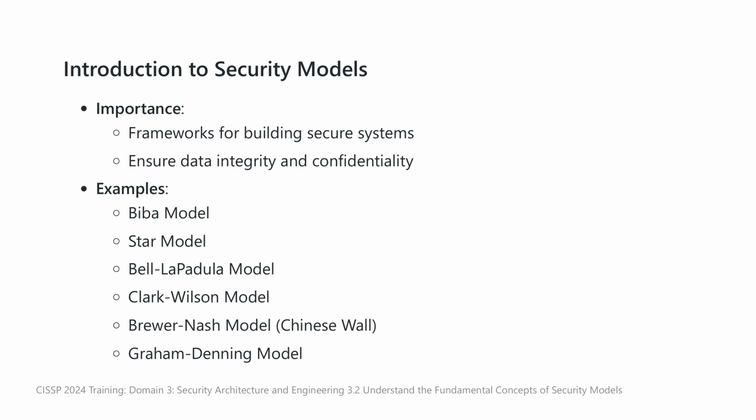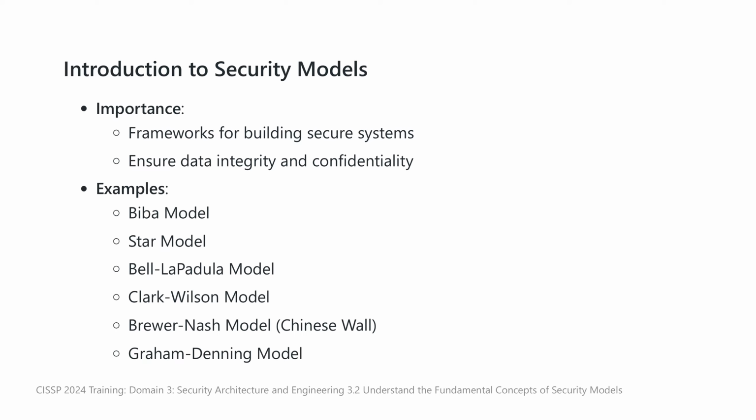BIBA model focuses on maintaining data integrity by preventing data corruption. STAR model enhances both integrity and confidentiality with multi-level security protocols. Bell-LaPadula model protects confidentiality by restricting access based on security clearance levels. Clark-Wilson model ensures integrity through well-defined transactions and separation of duties. Brewer-Nash model, Chinese wall, prevents conflicts of interest by regulating access based on organizational roles. Graham-Denning model provides a framework for secure object management and access controls.